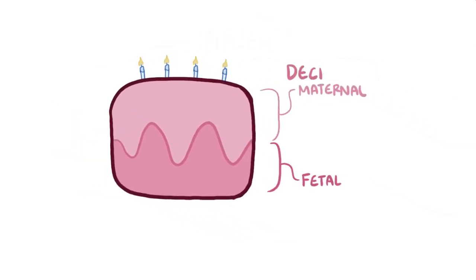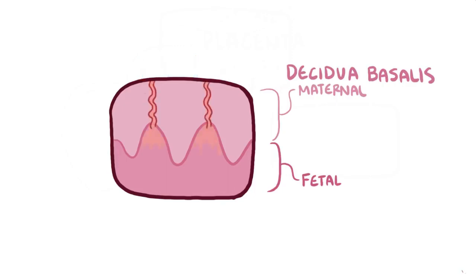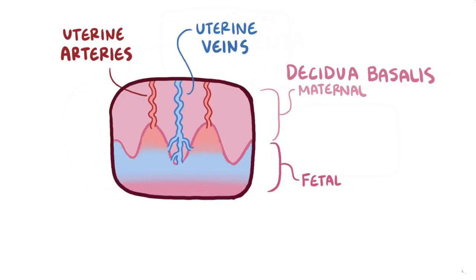The maternal layer, the decidua basalis, is literally a flattened out bag of blood with uterine arteries delivering blood in and uterine veins pulling blood out. But unlike other parts of the circulatory system where blood stays within narrow blood vessels, the decidua basalis is a huge pool of blood.